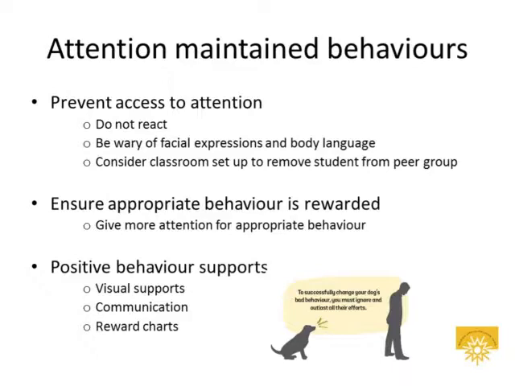Making it clear that I raise my hand to make a request, I ask for help if I need it. Communication, making sure they have the appropriate ways of gaining attention. They know how to go up to their peers, how to greet their peers, how to say hi, how to start a conversation, how to engage with others. Make sure they have those social skills that are necessary to maintain the attention that they're looking for. And again, reward charts, rewarding the children for the appropriate behaviours so they can gain access to the attention they're looking for.